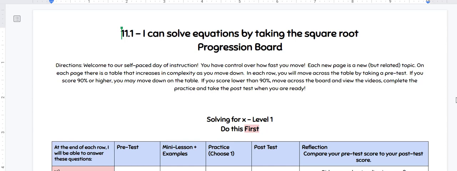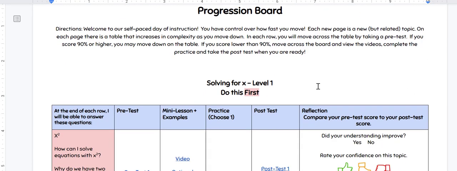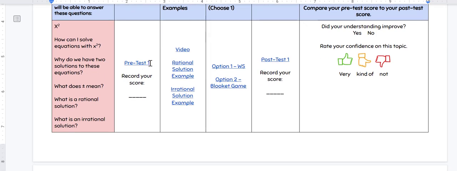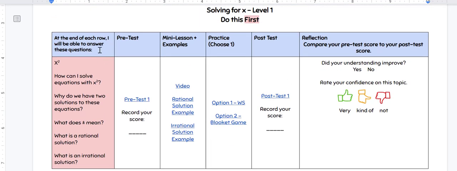And this progression board takes us through this objective step by step, making the problems a little bit harder as you go. So as you use this board, everyone's going to start at this pretest number 1. In this, you're going to be able to answer the questions that are listed all the way here on the left side. So if you know some of the answers to some of these questions already, that's awesome. That's why there's the pretest for you.